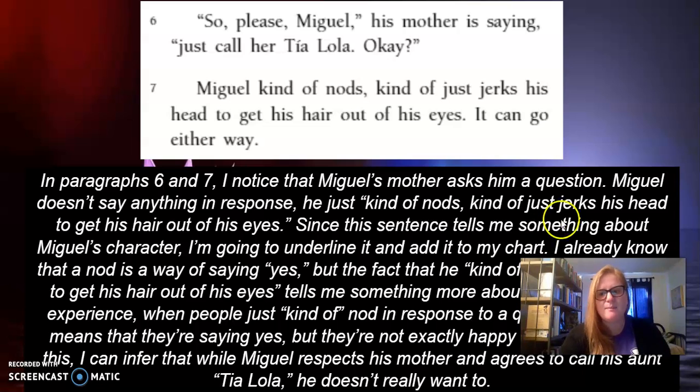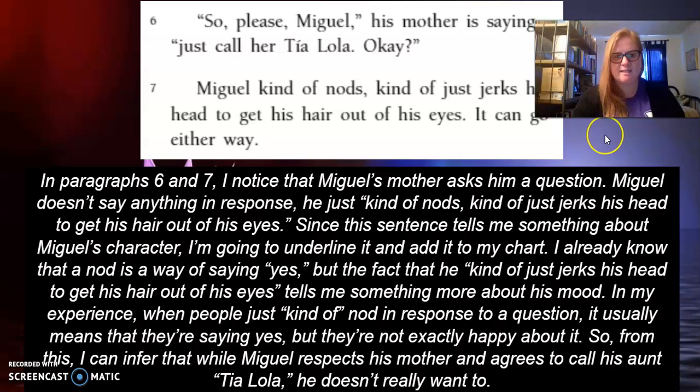So in paragraphs 6 and 7, sorry, I'm going to move myself. I noticed that, so this is what happens. Miguel's mother is saying, please, just call her Tia Lola, okay? Miguel kind of nods, kind of just jerks his head to get his hair out of his eyes. It could go either way. So in these paragraphs, I noticed that Miguel's mother asks him a question. Miguel doesn't say anything in response. He just kind of nods, kind of jerks his head to get his hair out of his eyes.